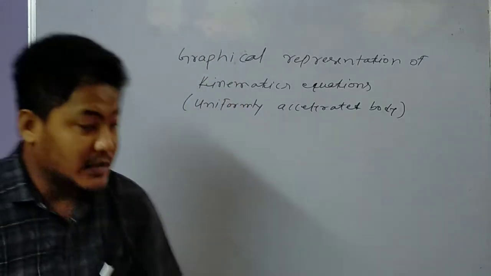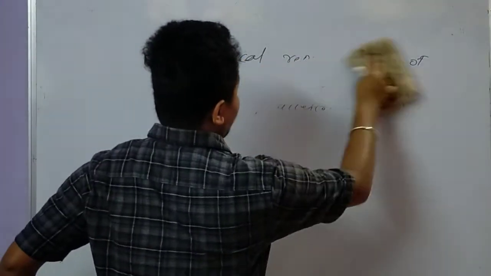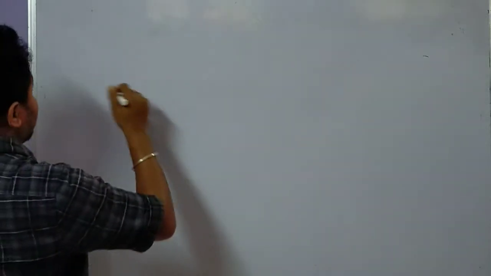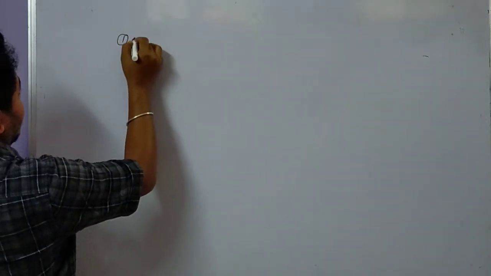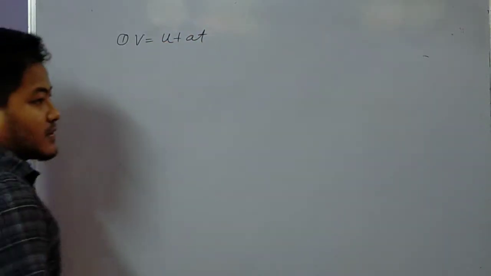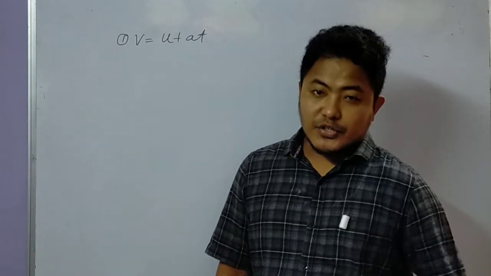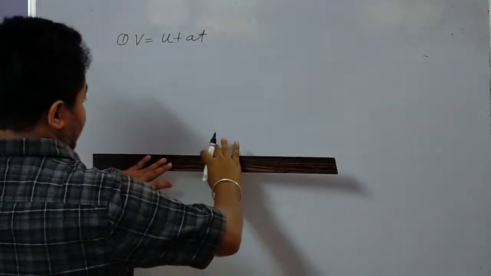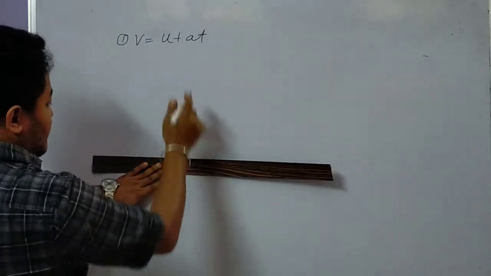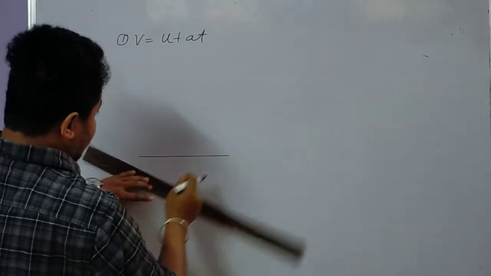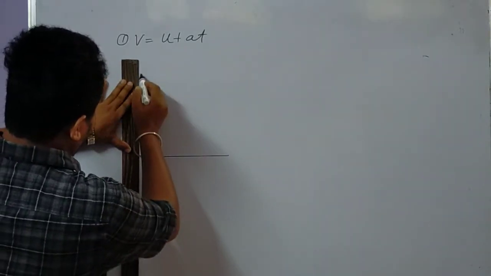So first write down the first equation, that is V is equal to U plus AT. Number one equation, V is equal to U plus AT. This one we're going to represent. We have already drawn the position-time graph. So again, we'll consider a position-time graph in this case, in order to represent this particular kinematic equation. Say this is the position-time graph.